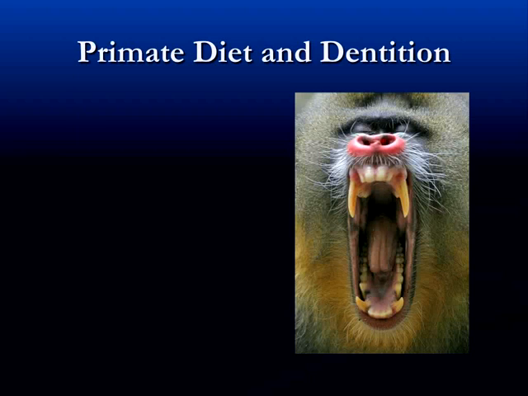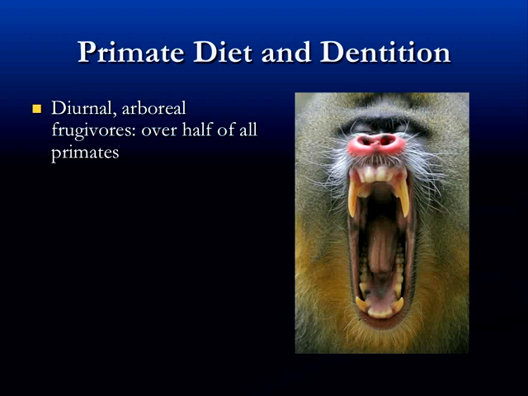Okay, that's locomotion. Let's talk about diet and dentition. Now, primates have generalized diets and generalized dentition. Although, again, like locomotion, there tends to be something that primates eat. The majority of their diet is made up of one thing.